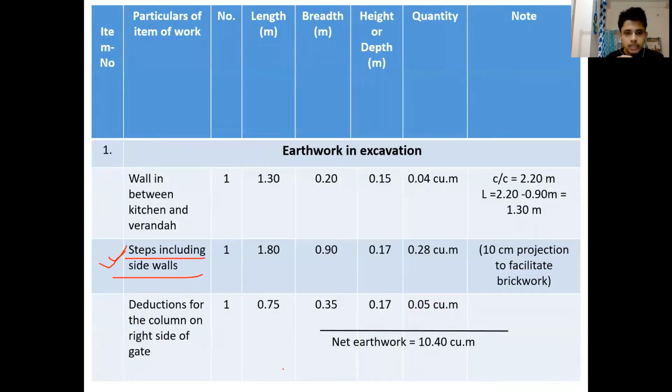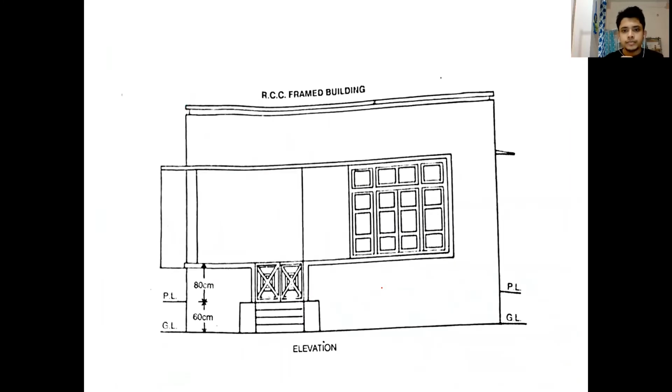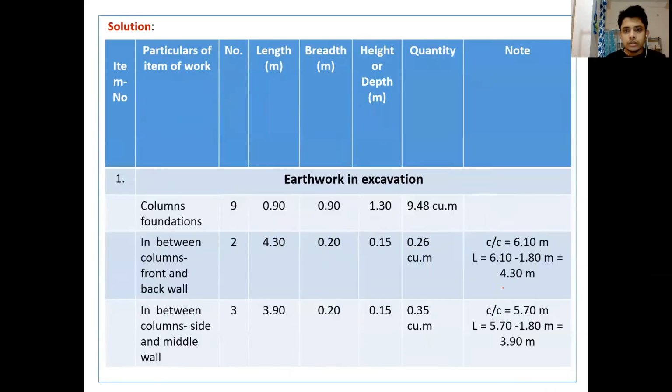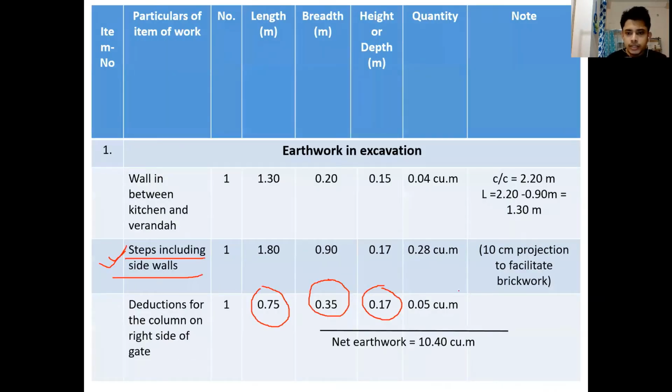So the deductions we are doing: 0.75 meter is the length, 0.35 meter is the breadth, and 0.17 meter is the height that we see from the sectional elevation. So this is 10 centimeter and this is 7 centimeter. We calculate the volume and subtract this volume from the already calculated work, and we get the net earthwork.